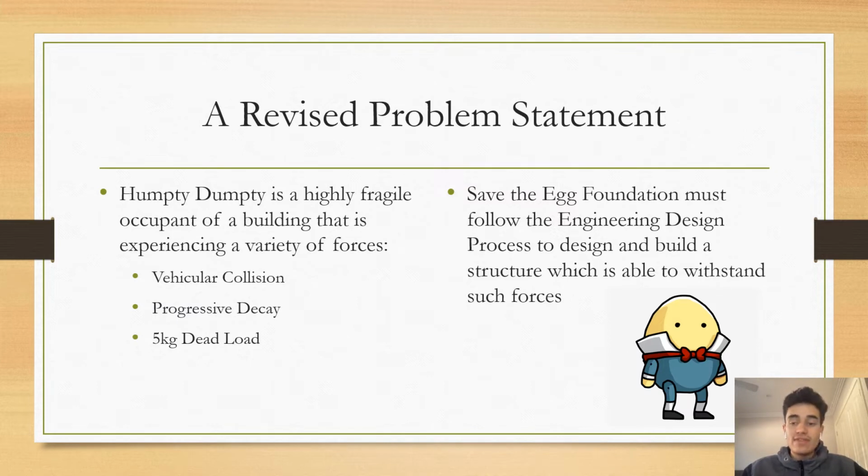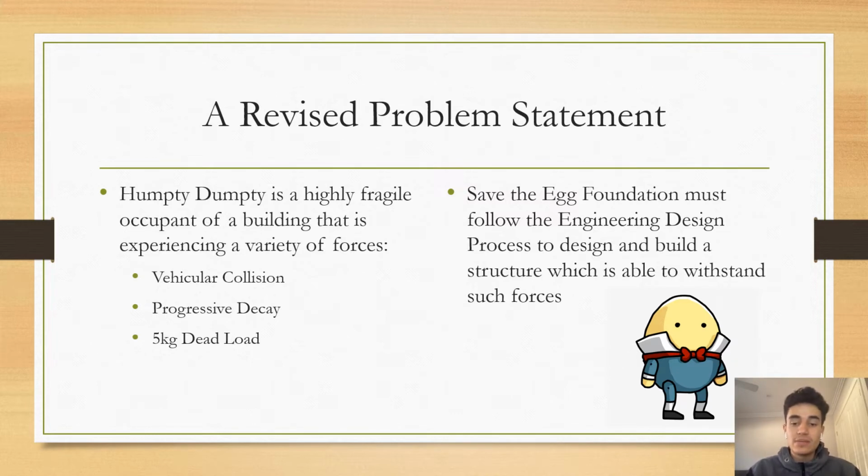The client approached Save the Egg Foundation to develop a shockproof building which could withstand such forces, and after further client questioning, the following problem statement was drafted. Humpty Dumpty is to be the sole highly fragile occupant of an apartment building located in Sydney CBD. This building will be subjected to the vehicular impact of a fast-travelling Tonka truck, a 5 kilogram dead load centred above Humpty Dumpty, and progressive decay to a minimum of 25% of the building's supporting columns.